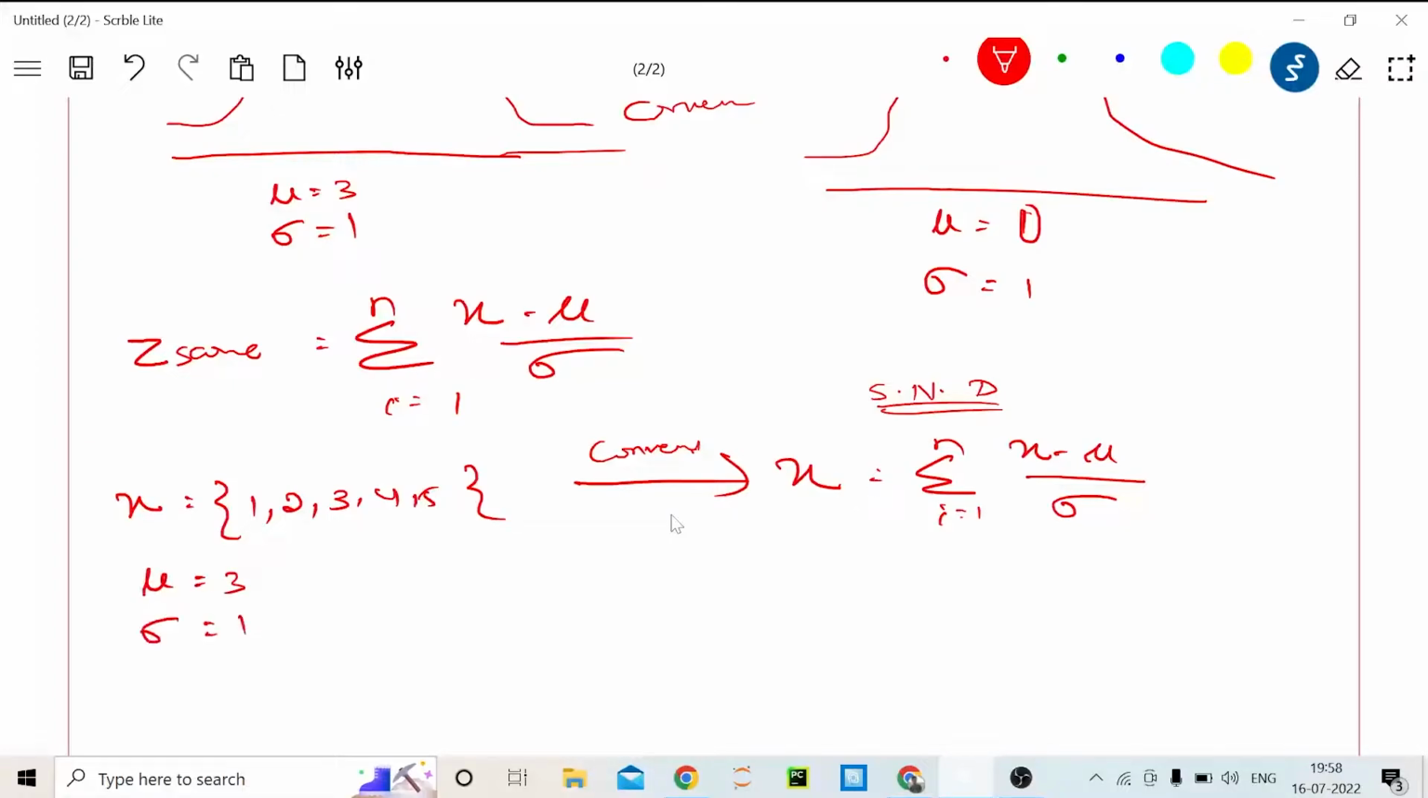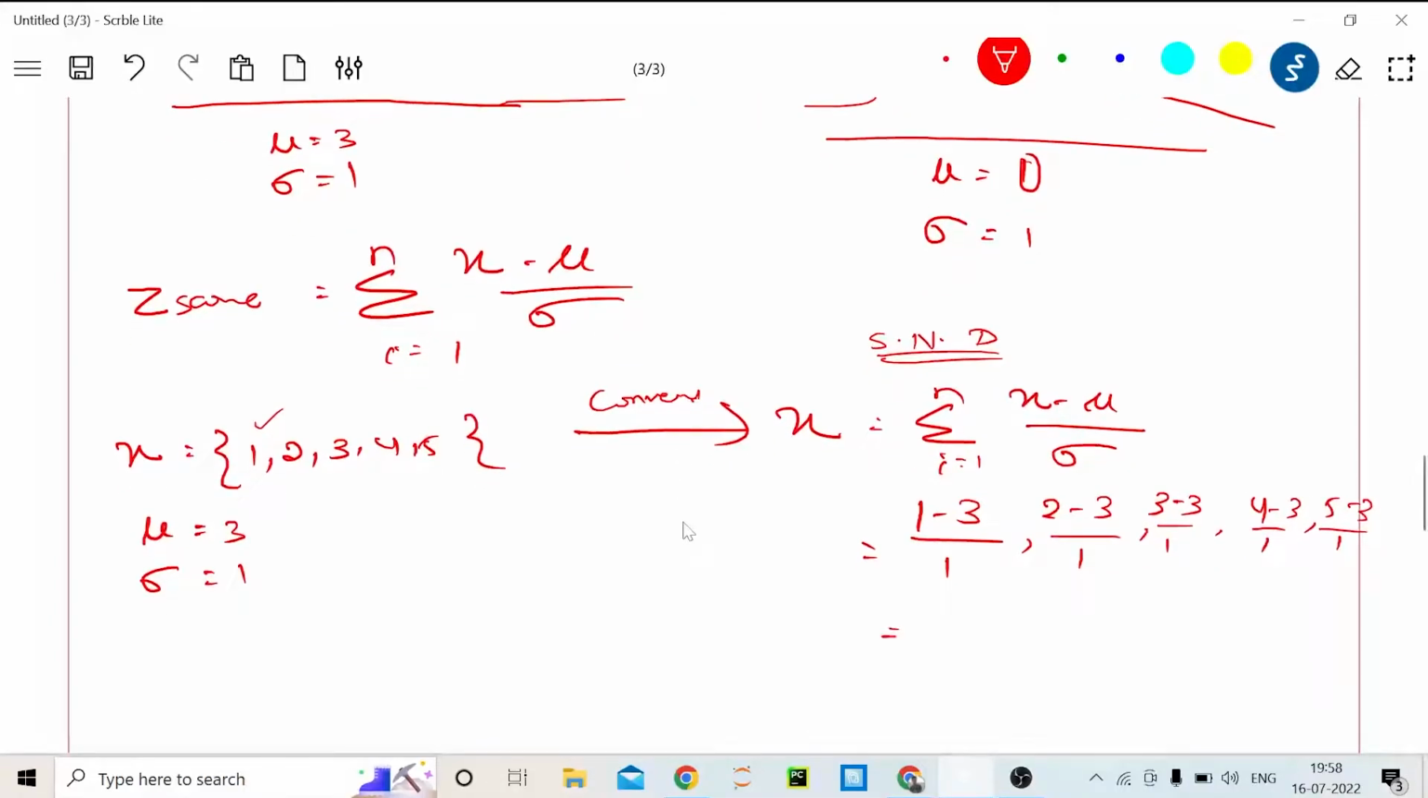After that we will convert all the values. Here we can say x equal to 1: 1 minus 3 divided by 1. Then the second value will be 2 minus 3 by 1, 3 minus 3 by 1, 4 minus 3 by 1, 5 minus 3 by 1. Let's say these values will be minus 2, minus 1, 0, 1, 2. That means we convert using the z-score from any distribution like a normal Gaussian distribution to the standard normal distribution.